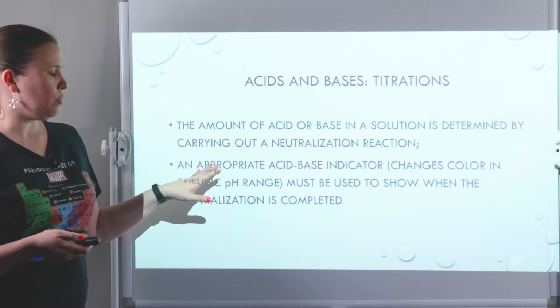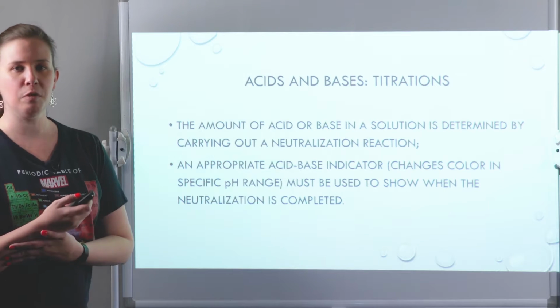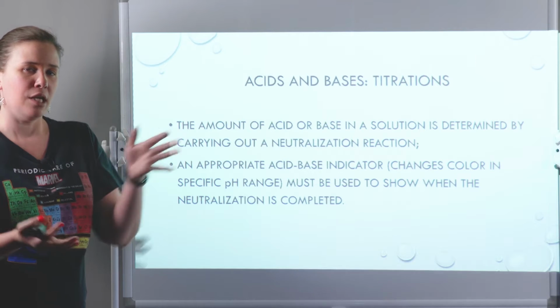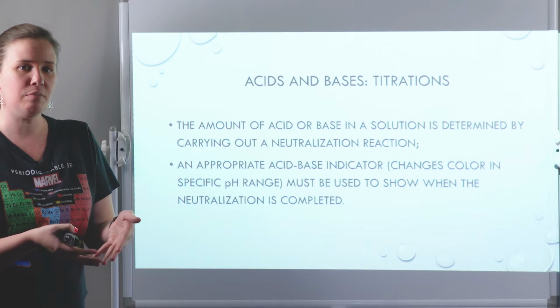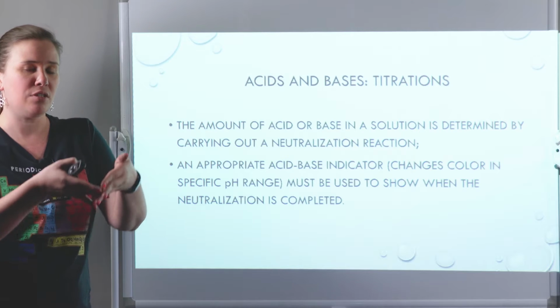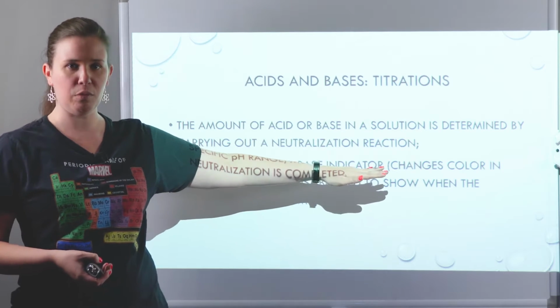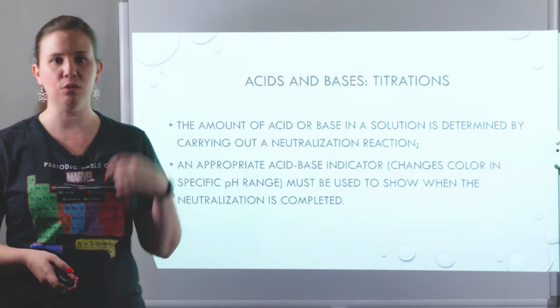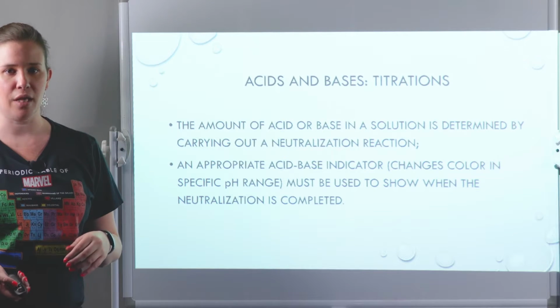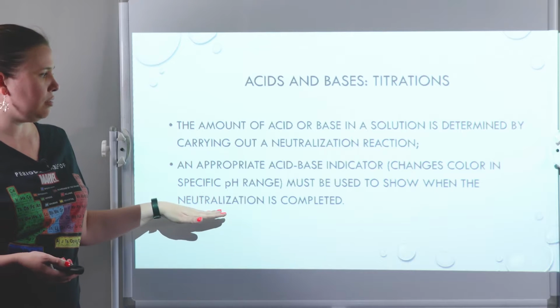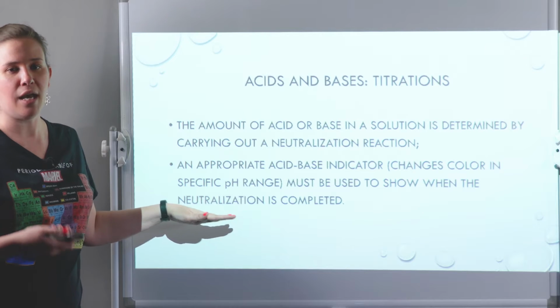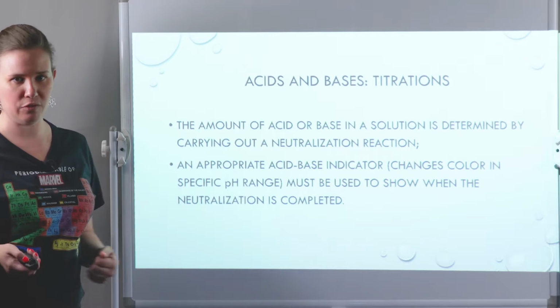Then we want to make sure that we're using an indicator, because in the experiment we're going to be adding one to the other, and so we need to be able to visually tell what the pH is of the mixture. So that's going to require an indicator, which you may remember is something that's going to change color and let you know what the pH is based on that color change. So that's going to be how we can tell when the acid has neutralized the base or vice versa.